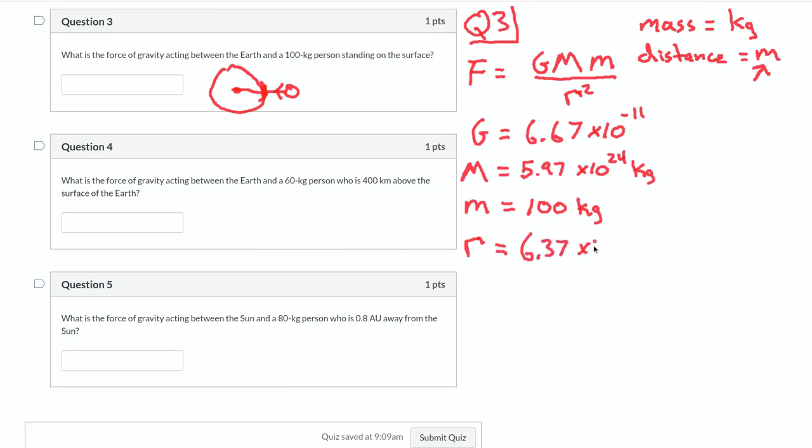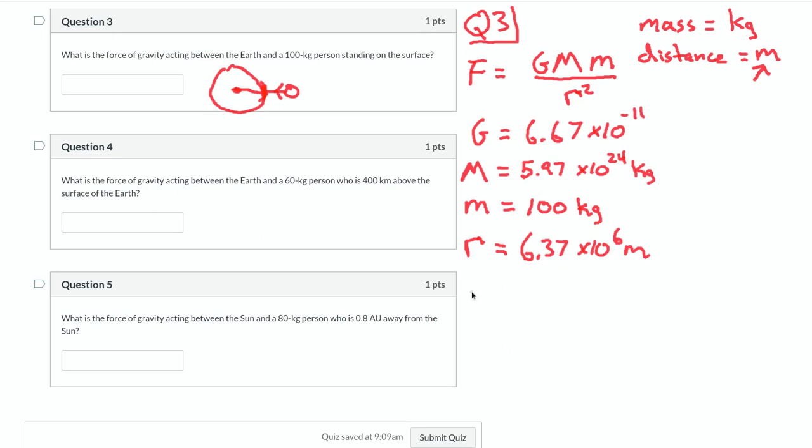6.37 times 10 to the 6 meters. And with that, we actually have everything we need to solve this problem. We just have to plug in these values. But since a number of these values are written in scientific notation, we're going to want to be generous with the parentheses that we use as we type this into our calculator.